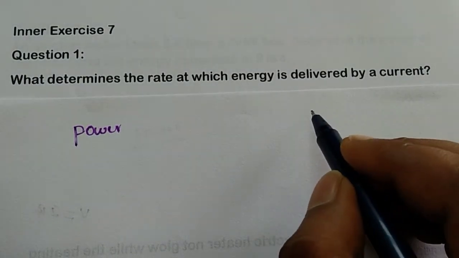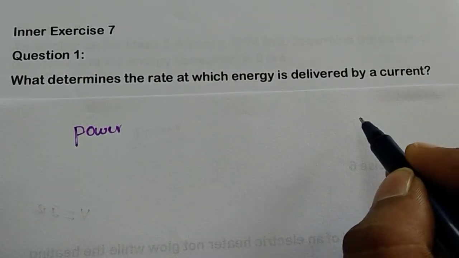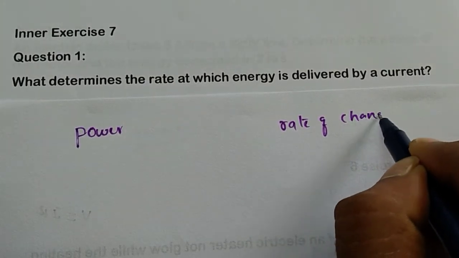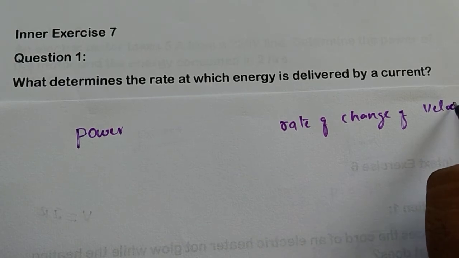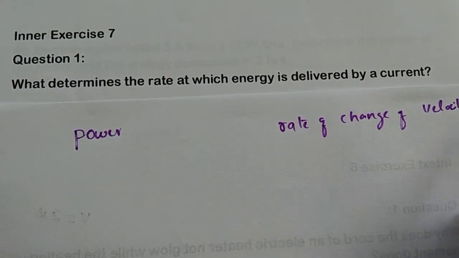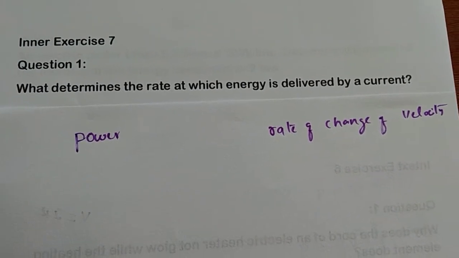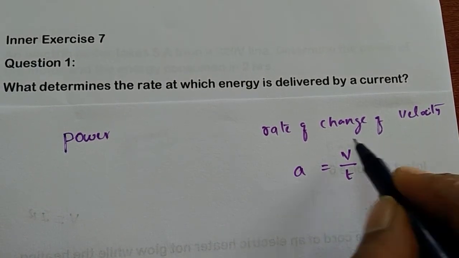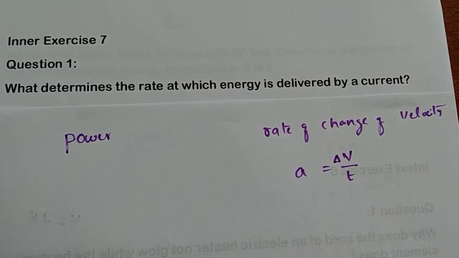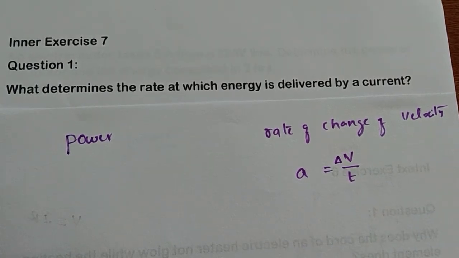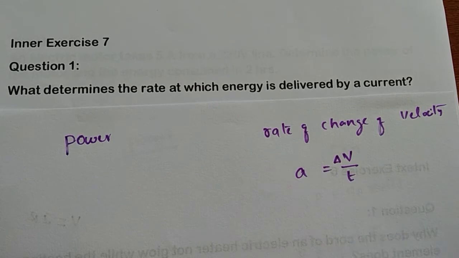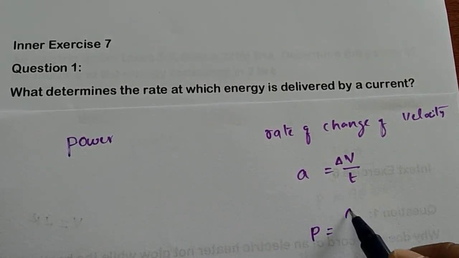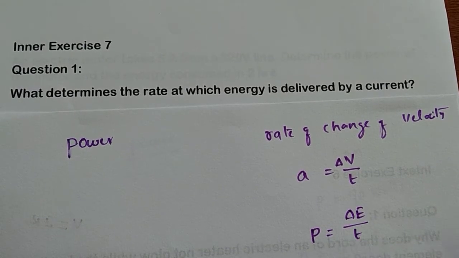For example, take the rate of change of velocity. You are going to write this as del v by t, which is nothing but acceleration. In the same way, the rate of change of energy is called power. Power is equal to del E, the energy, divided by t.